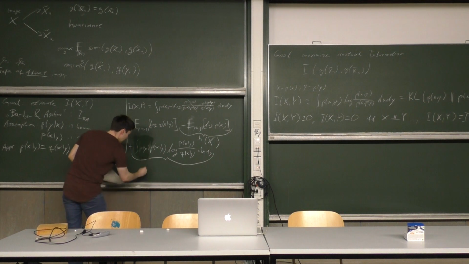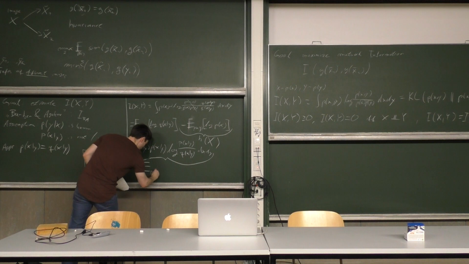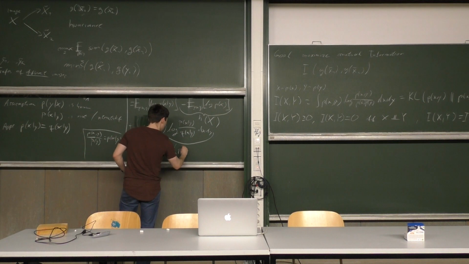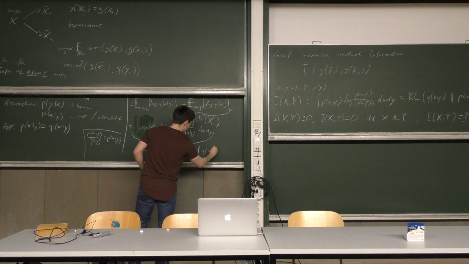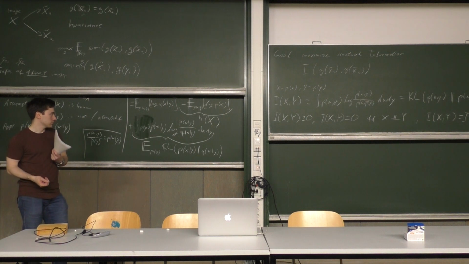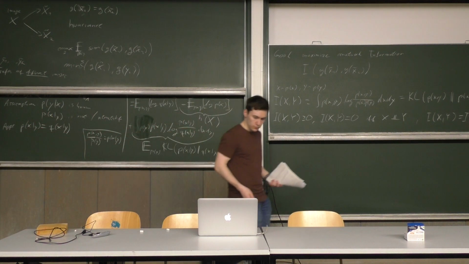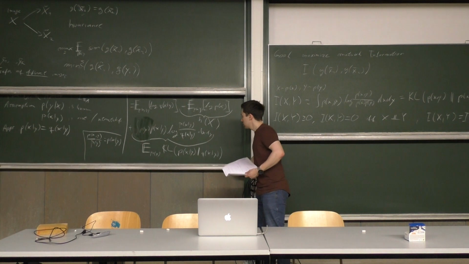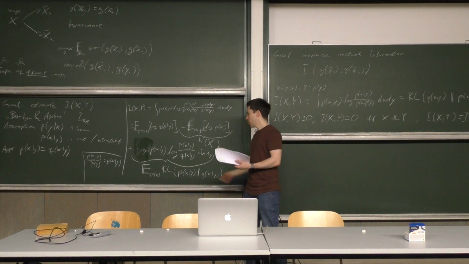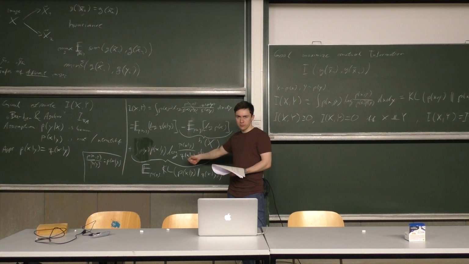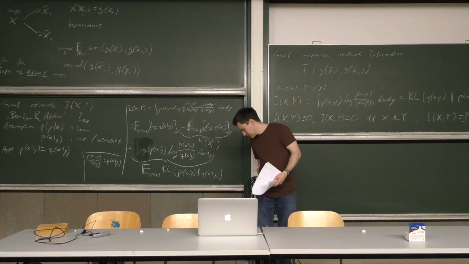So the whole thing here is the expectation over p of y of the Kullback-Leibler divergence between p of x given y and q of x given y. This is a different way of writing the mutual information between x and y for any probability distribution q. So it doesn't matter if it's actually a good approximation of the posterior, but this is true nonetheless.